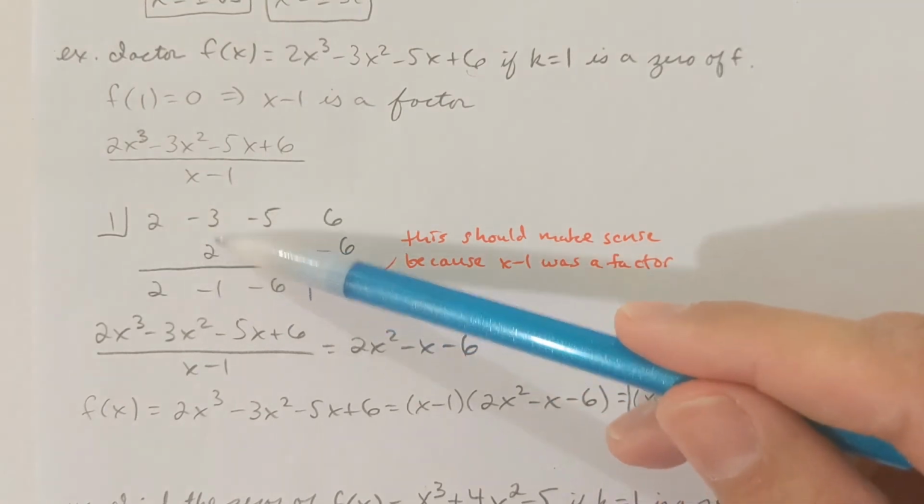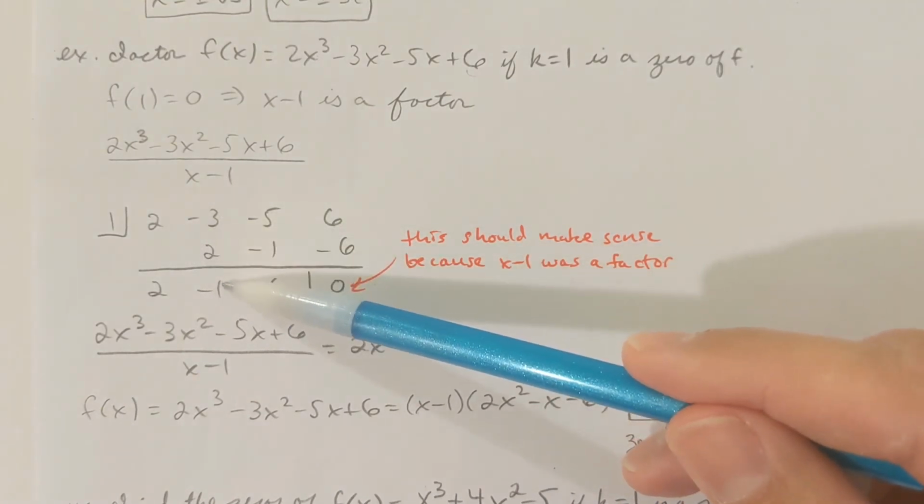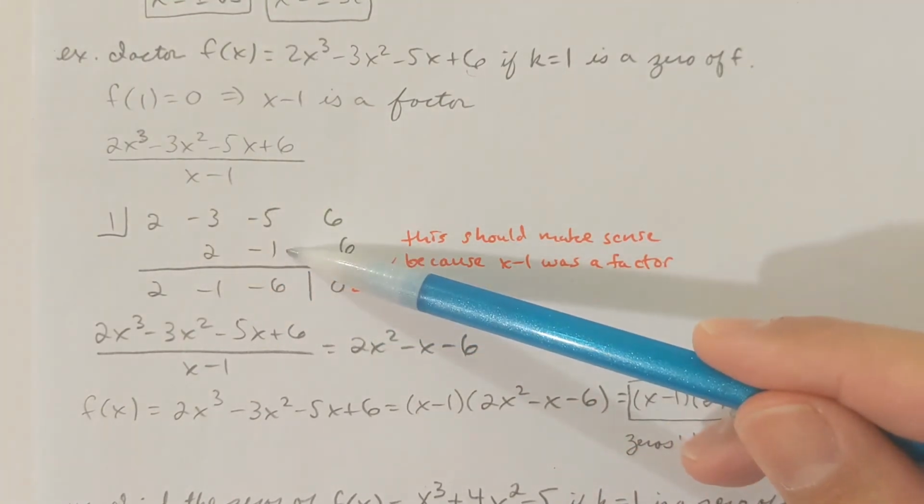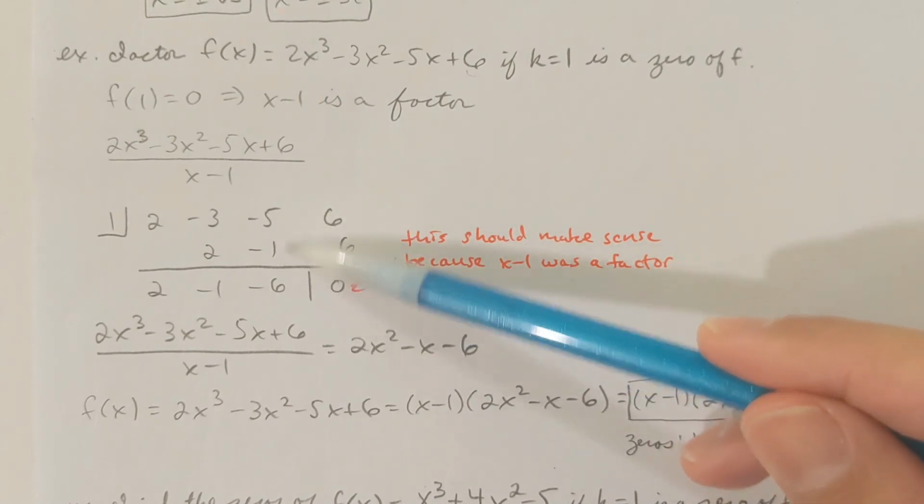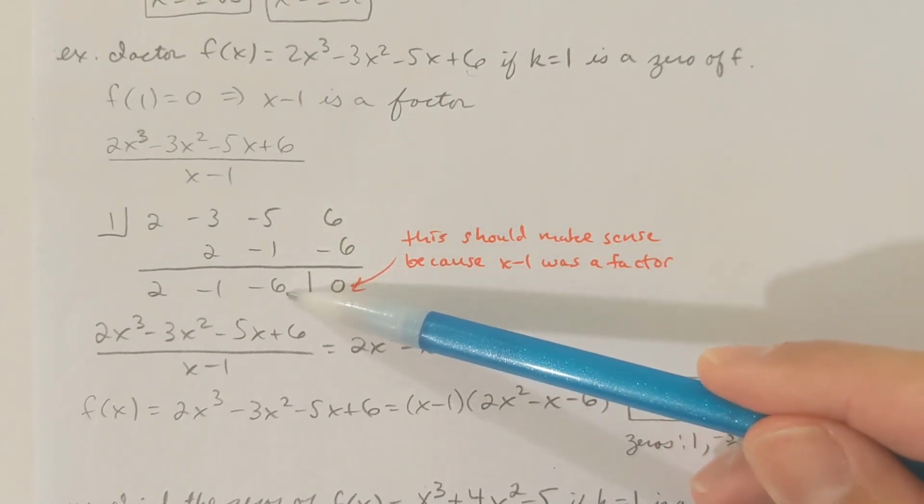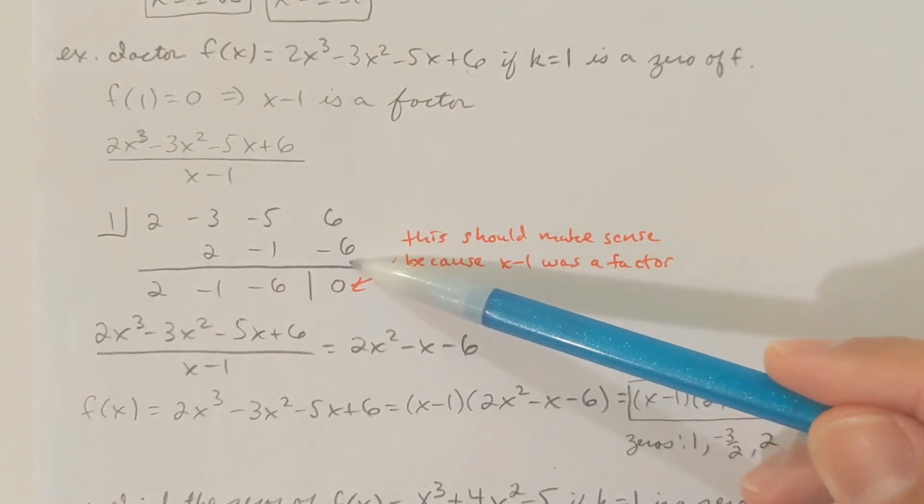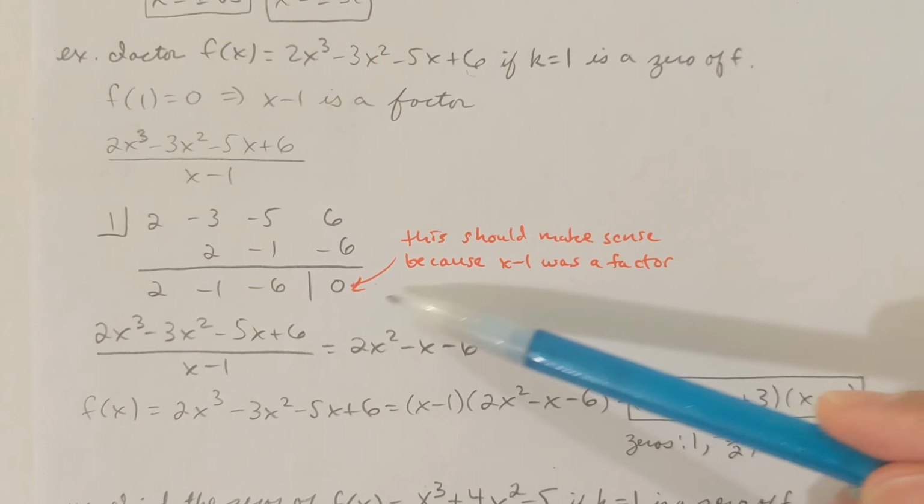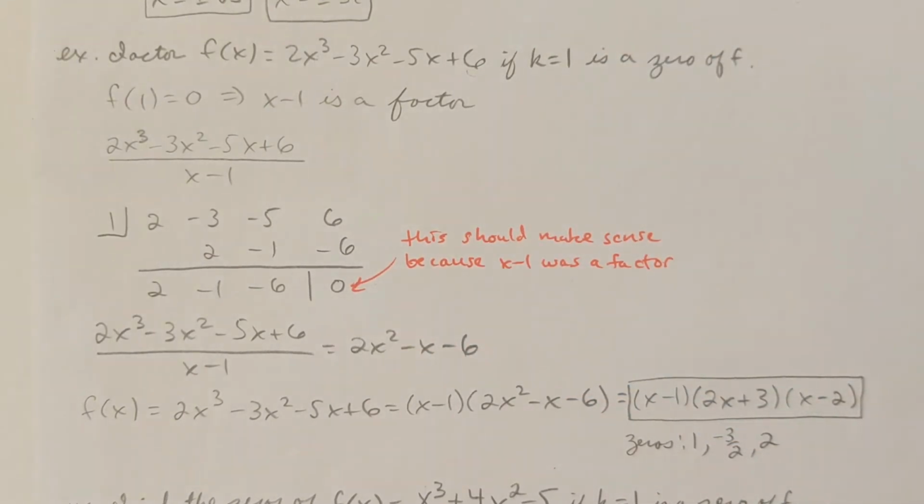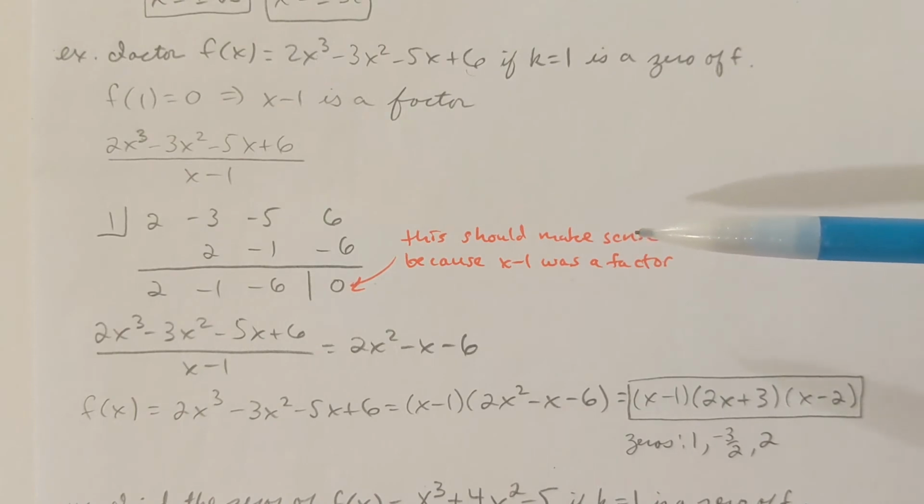2 times 1 is 2. Negative 3 plus 2 is negative 1. Negative 1 times 1 is negative 1. Negative 5 plus negative 1 is negative 6. Negative 6 times 1 is negative 6. 6 plus negative 6 is 0. By the way, it should make sense that we get 0 left over because x minus 1 is a factor. Okay?